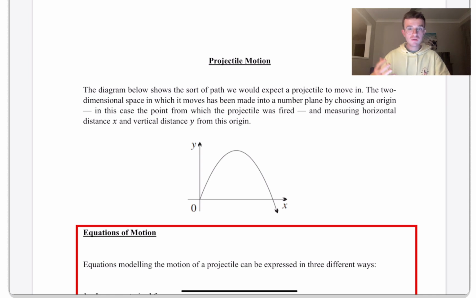So it's quite obvious to see that if you throw something, it's going to follow some sort of parabolic arc or curve. So the diagram below shows the sort of path that we would expect a projectile to move in. The two-dimensional space in which it moves has been made into a number plane, and by choosing the origin, in which case where the projectile was fired, and measuring horizontal x and vertical distance y from the origin, we can use this fact to deduce equations that model the motion of our projectiles, and they model them quite accurately.